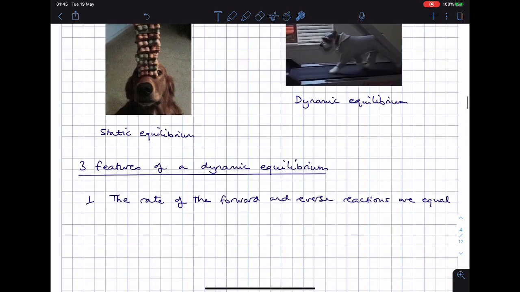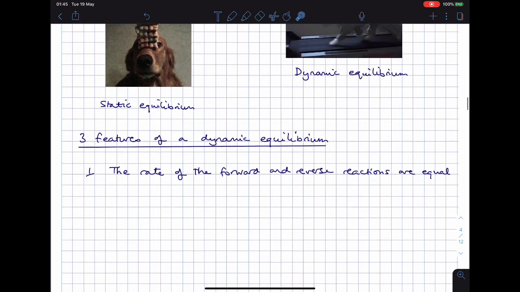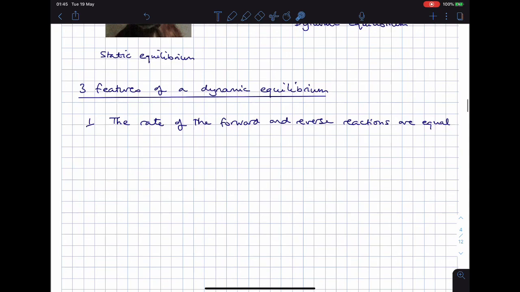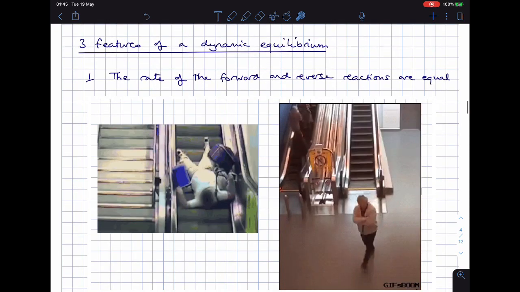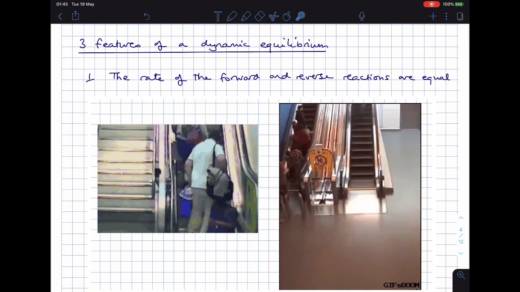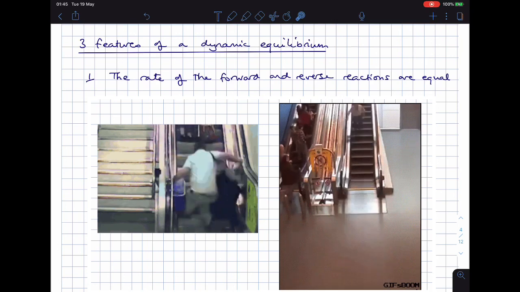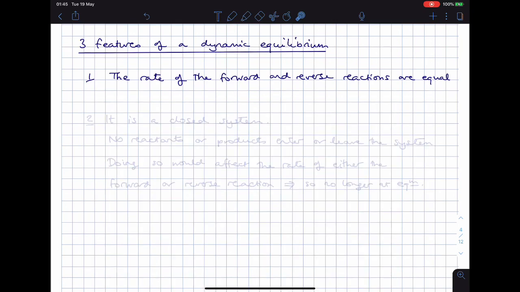There are 3 features of a dynamic equilibrium, and the first one is an obvious one, which is that the rate of the forward reaction must equal the rate of the reverse reaction. If that doesn't happen, we don't have an equilibrium, because if the forward reaction rate is faster than the reverse reaction rate, it would not be an equilibrium because the rates are not equal.